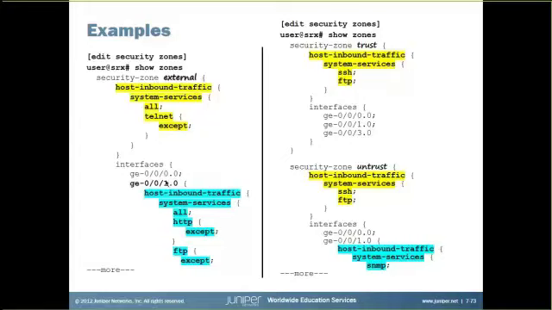The second example is for security zone trust. So I have the host-inbound-traffic configured for the zone, and none of my interfaces have the host-inbound-traffic command. So all three of them will accept SSH and FTP. The last one, security zone untrust, has host-inbound-traffic system services SSH and FTP. And then ge-0/0/1 has SNMP. So any user trying to SSH or FTP on ge-0/0/1 will be blocked because ge-0/0/1 only accepts SNMP traffic.